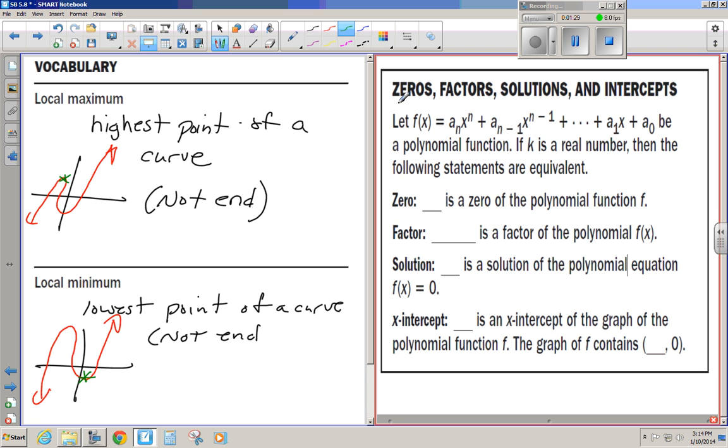All right, zeros, factors, solutions, and intercepts. Here's an equation. It's a polynomial function. The a sub n means a 2, x to the fourth, plus 5 x to the third. Okay, it's in standard form. The exponents are going to go 3, 2, 1, and so on. If k is a real number, then the following statements are equivalent.